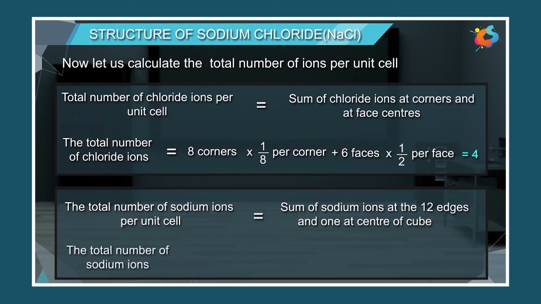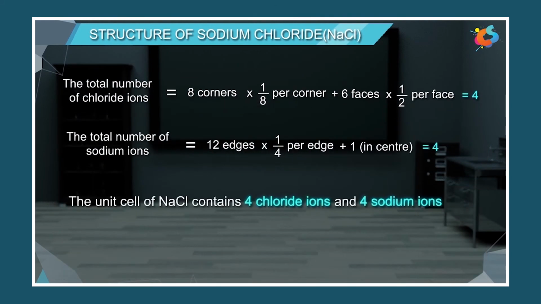The total number of sodium ions is equal to 12 edges into 1/4 per edge plus 1 in center, which is equal to 3 plus 1, 4. Thus, the total number of chloride ions equal to 4, the total number of sodium ions equal to 4. The unit cell of sodium chloride contains 4 chloride ions and 4 sodium ions.